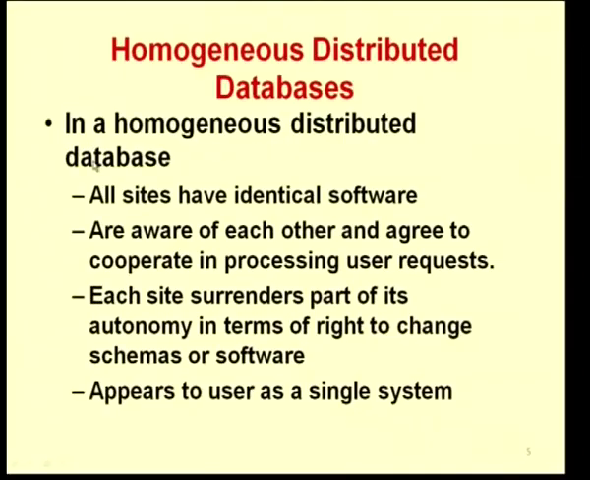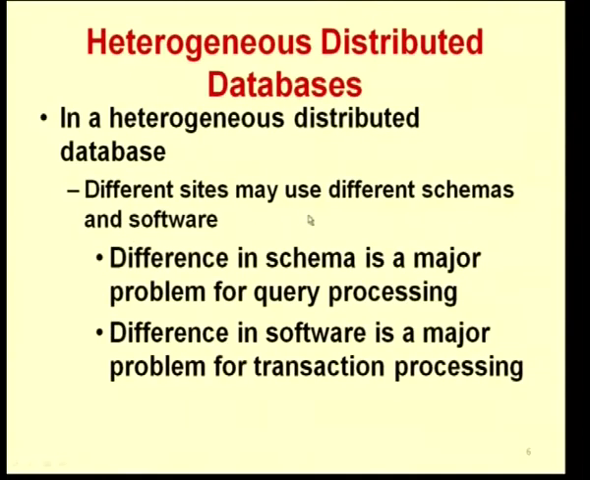So, in a homogeneous distributed database, all sites will have identical software. All are aware of each other and agree to cooperate in processing user requests. Each site surrenders part of its autonomy in terms of the right to change schemas or software, and as far as the user is concerned, it looks like a single system. And in heterogeneous databases, different sites may use different schemas and software. Difference in schema is a major problem for query processing. This is very, very important, and difference in software is a major problem for transaction processing.